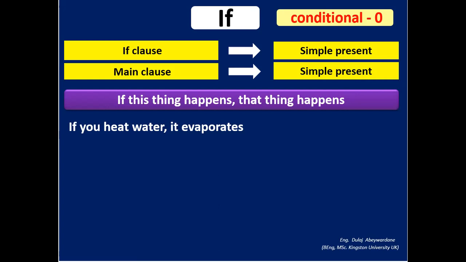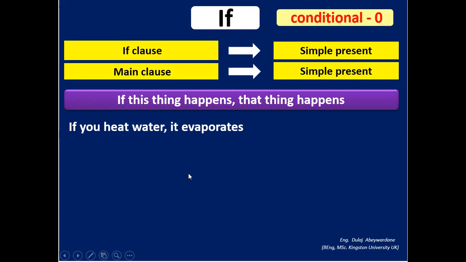If you want, you can use the if clause first, and if you want, you can start with the main clause as well. The difference is, if you start with the if clause, you have to use a comma after the if clause. If you heat water, it evaporates. But if you use the opposite, it evaporates if you heat water, you don't need to use a comma if you're using the interchanged order. If you're using it this way, you don't need a comma, but here you need to use a comma.